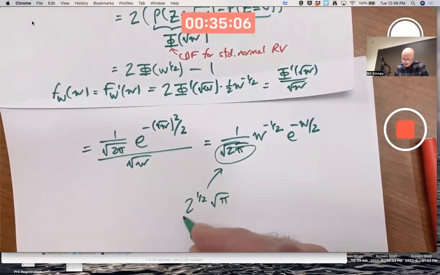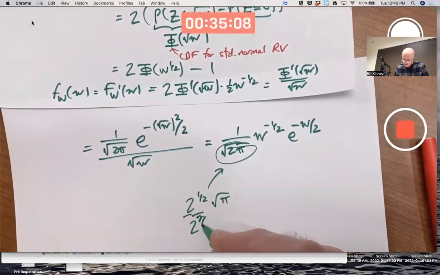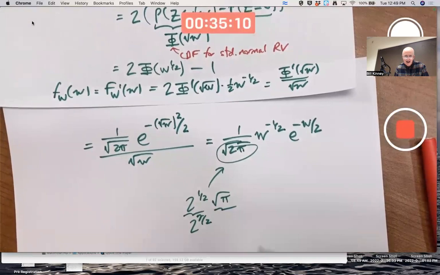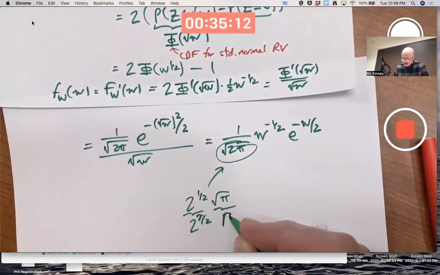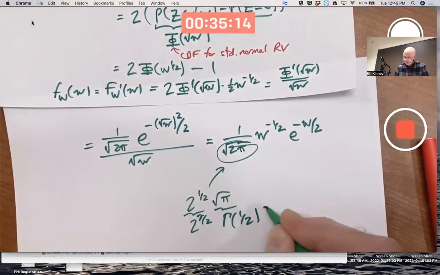That's 2 to the 1/2 here. That's 2 to the gamma over 2. What about the square root of pi? Is that capital gamma of 1/2? Question mark, question mark.